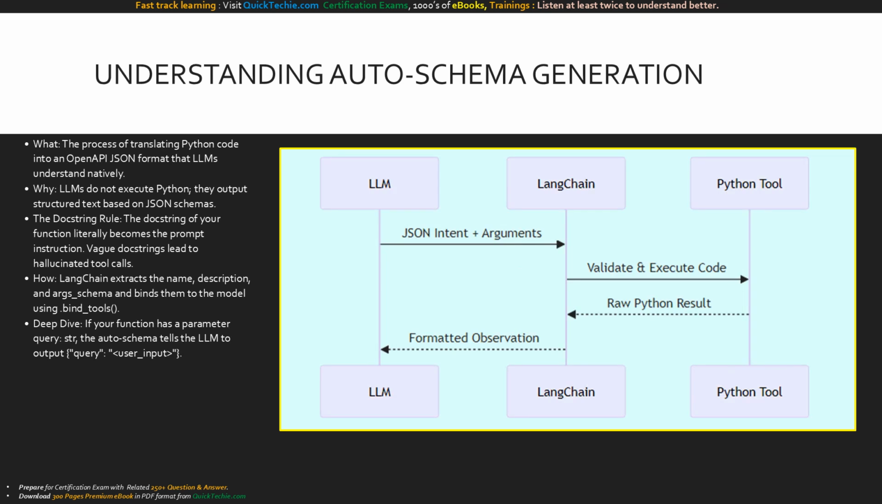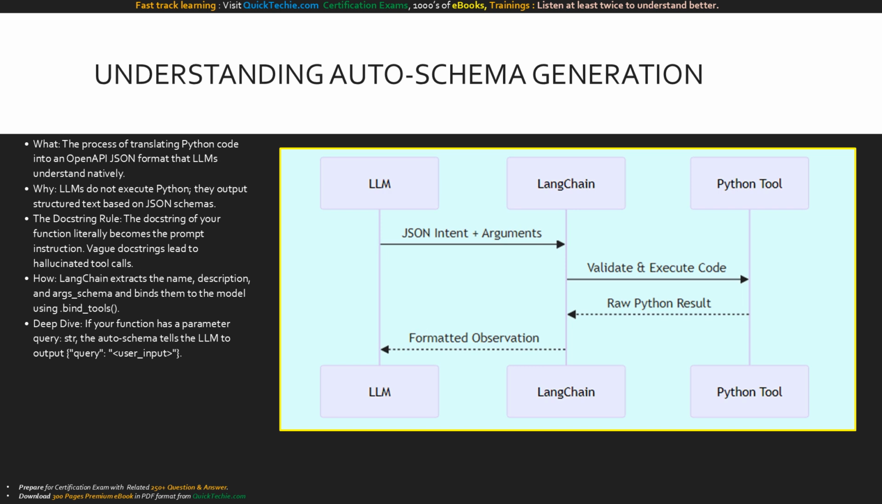As senior developers, we must remember that large language models do not read or execute Python code. They operate entirely on structured text, primarily JSON. When we use the tool decorator, LangChain performs an on-the-fly translation, converting our Python signature into a strict OpenAPI JSON schema. Why is this critical? Because this schema is passed to the LLM during the API call, effectively serving as the tool's instruction manual.